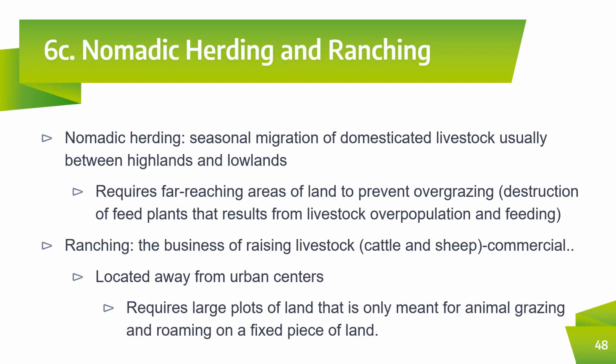Nomadic herding and ranching, another one of extensive agriculture. So nomadic herding is basically the seasonal migration of domesticated livestock, usually between highland and lowlands. This requires far-reaching areas of land to prevent overgrazing. And overgrazing again is the destruction of feed plants that results from livestock overpopulation and feeding.